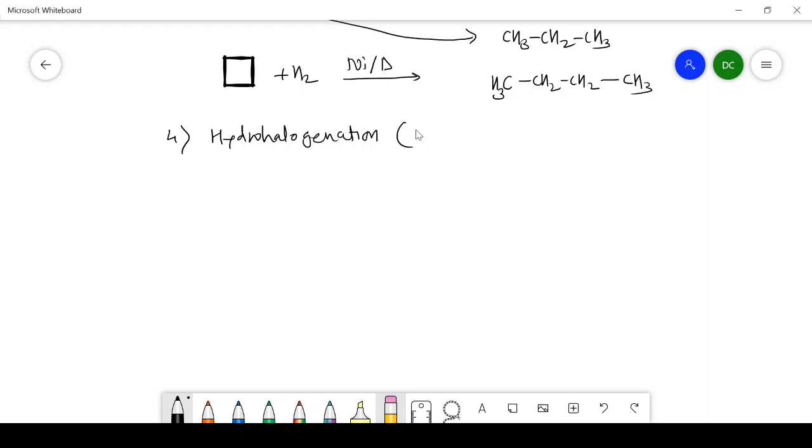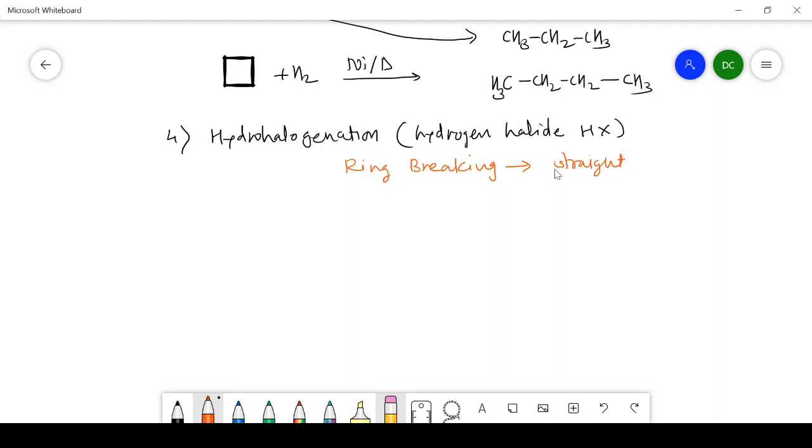Hydrohalogenation means addition of hydrogen halide. It is nothing but HX, and in this reaction also a ring breaking takes place and formation of a straight chain compound is also observed, but at the terminal carbon, at one terminal carbon hydrogen is added and at second terminal carbon halogen is added.